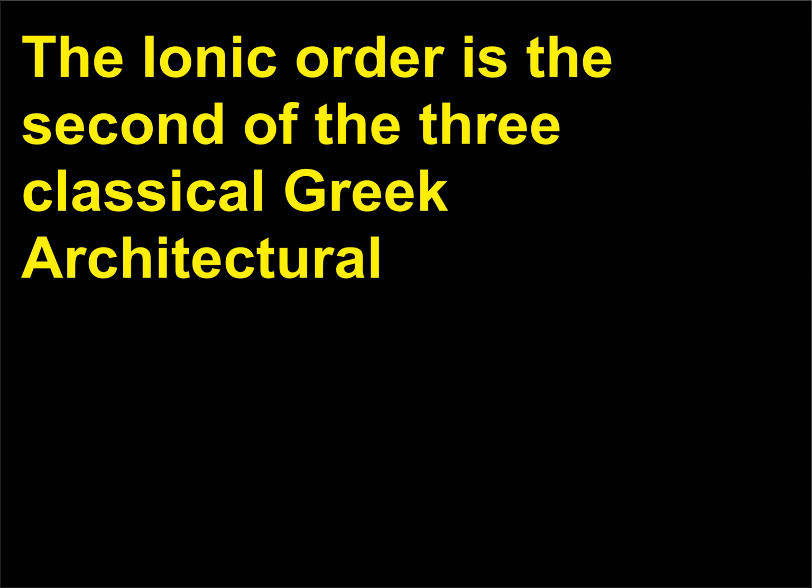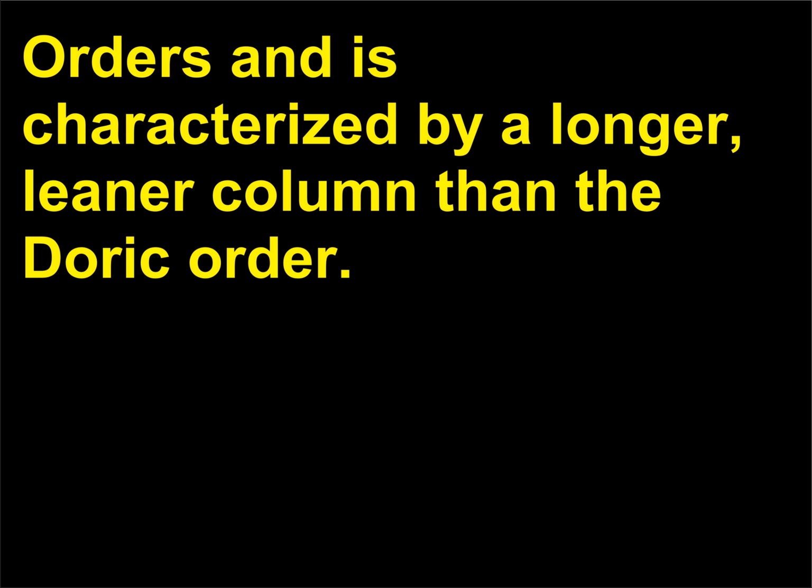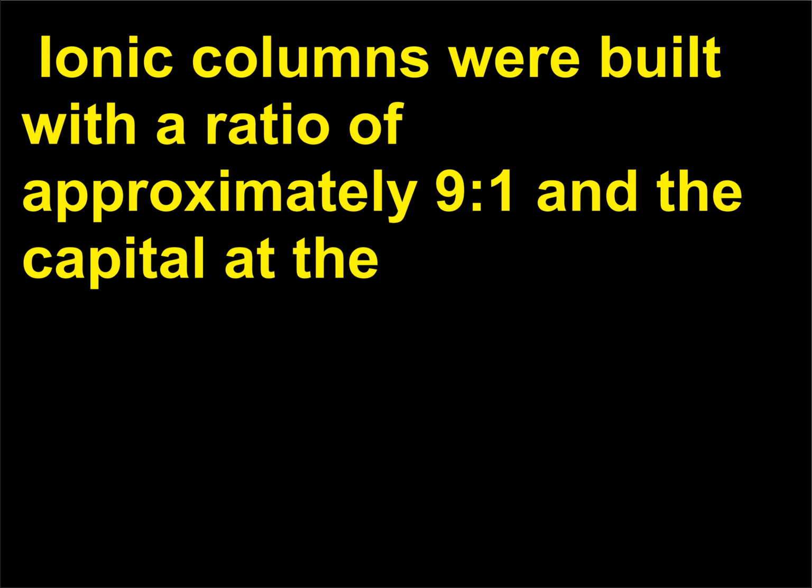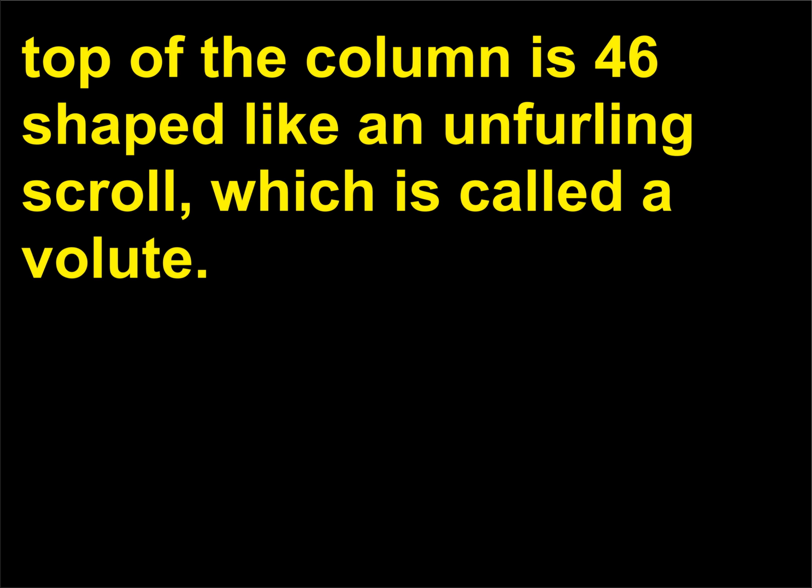The Ionic order is the second of the three classical Greek architectural orders and is characterized by a longer, leaner column than the Doric order. Ionic columns were built with a ratio of approximately 9:1 and the capital at the top of the column is shaped like an unfurling scroll, which is called a volute.